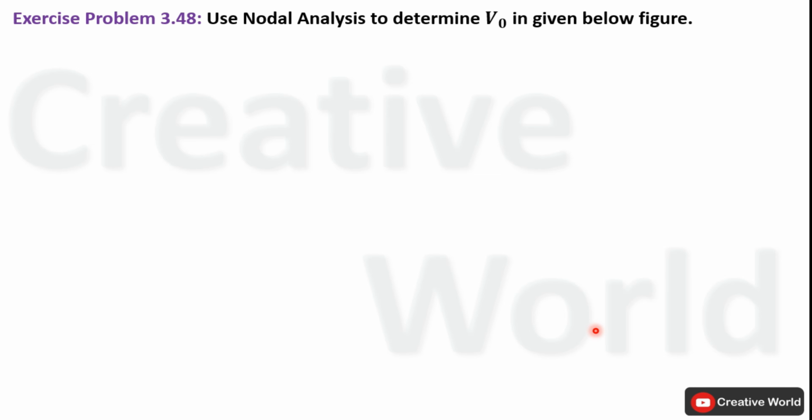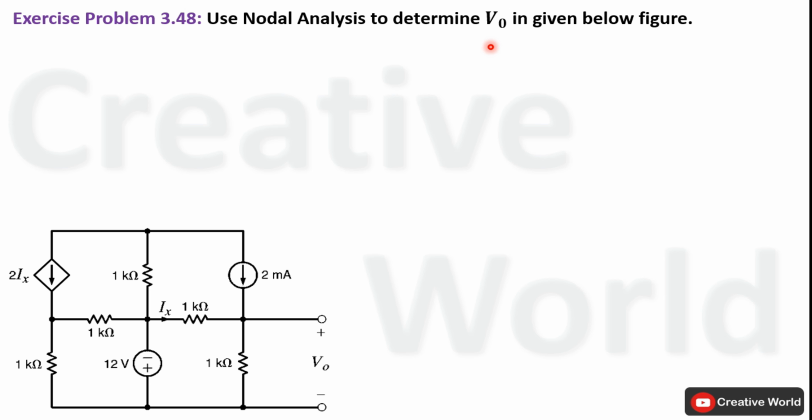Exercise problem number 3.48. Use nodal analysis to determine the value of voltage V0 in the figure given below. This is the circuit diagram of the given problem. Inside this network, we have to find the value of voltage across this 1 kilo ohm resistance with the specific polarity labeled as V0. And we have to apply nodal analysis on this network. So without wasting time, let's proceed towards the solution of the network.